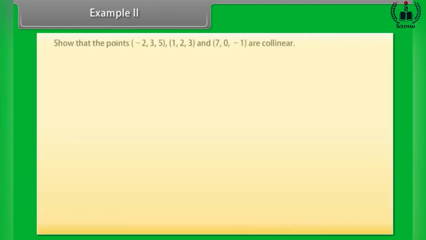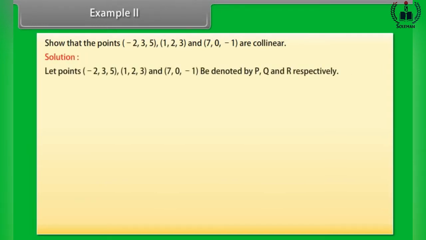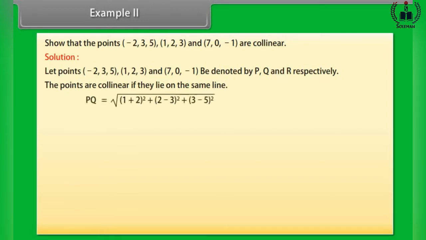Example 2. Show that the points minus 2, 3, 5, 1, 2, 3 and 7, 0, minus 1 are collinear. Solution. Let points minus 2, 3, 5, 1, 2, 3 and 7, 0, minus 1 be denoted by P, Q and R respectively. The points are collinear if they lie on the same line. PQ is equal to square root of 1 plus 2 square plus 2 minus 3 square plus 3 minus 5 square. After calculating PQ, we get square root of 14.